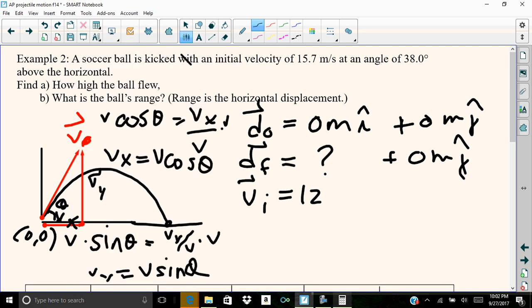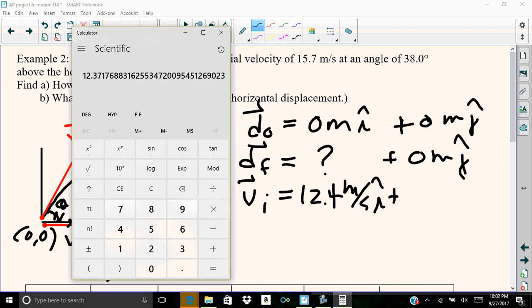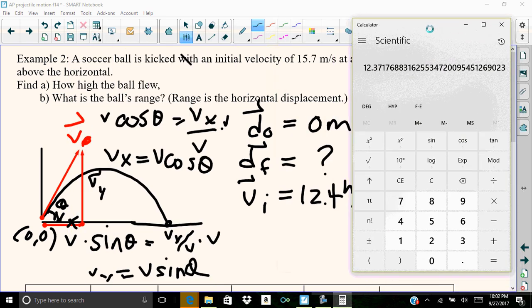Let's round that up to 12.4 meters per second I hat. Now let's solve for the y component. Remember, the y component is down here. It's right here.